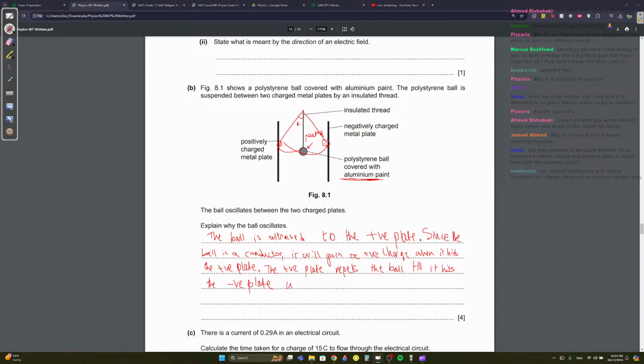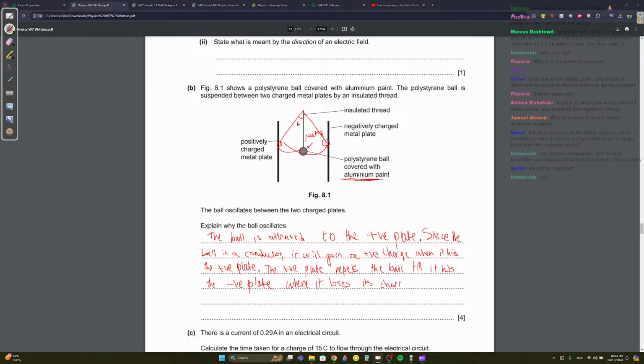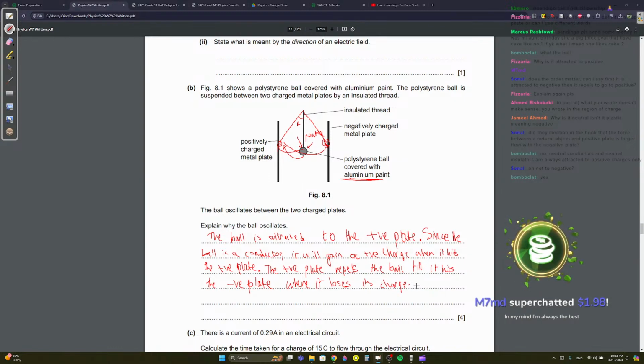Okay? Where it loses its charge. After it loses charge, doesn't that mean it's neutral again? Doesn't that mean it's the same as stage 1? Doesn't that mean it's going to get attracted again to the positive side? And this whole cycle repeats again? Yes.